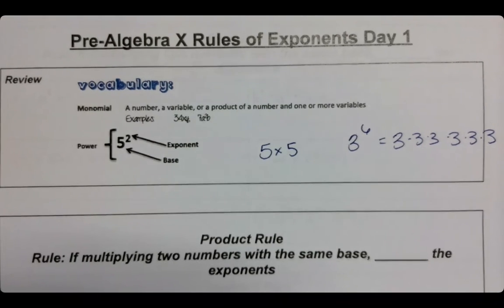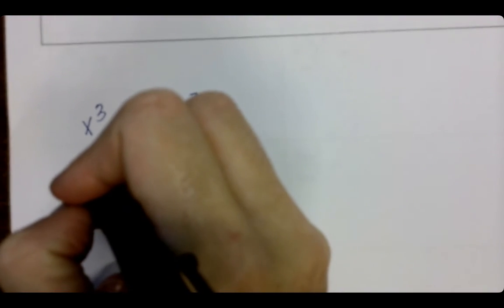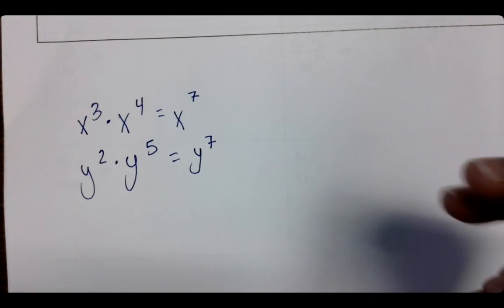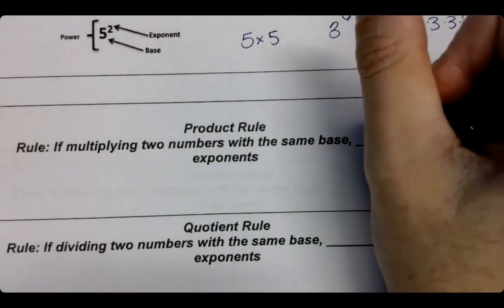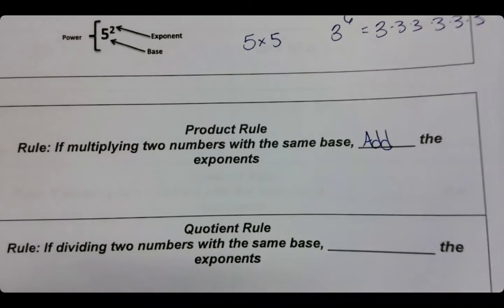Now, for honors, I want to see if you can figure out what's happening here. If I say x to the third times x to the fourth, that is x to the seventh. Whereas if I said y squared times y to the fifth, that is y to the seventh. What do you think is happening? How am I getting that exponent at the end? We are adding the exponents. If multiplying two numbers with the same base, we are going to add the exponents, okay?